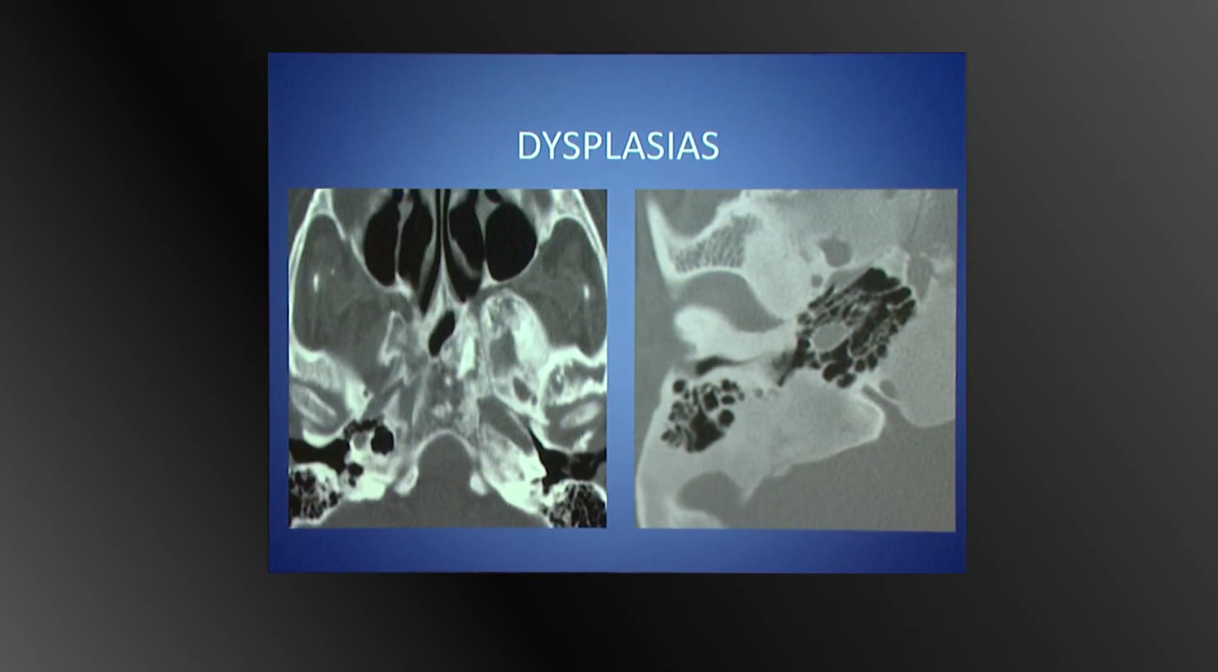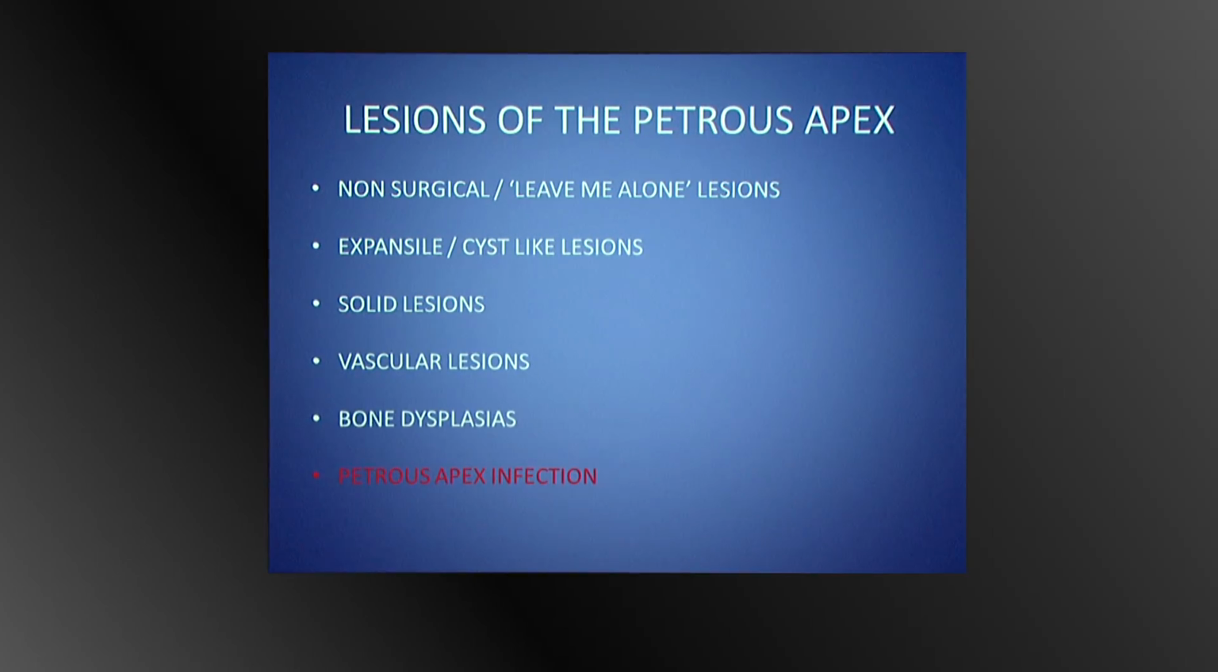Bone dysplasia is literally just to show them, and they're terrible pictures of each, but Paget's and fibrous dysplasia are not difficult diagnoses and really included for completeness' sake. And that really is the talk about the incidental petrous apex lesion.